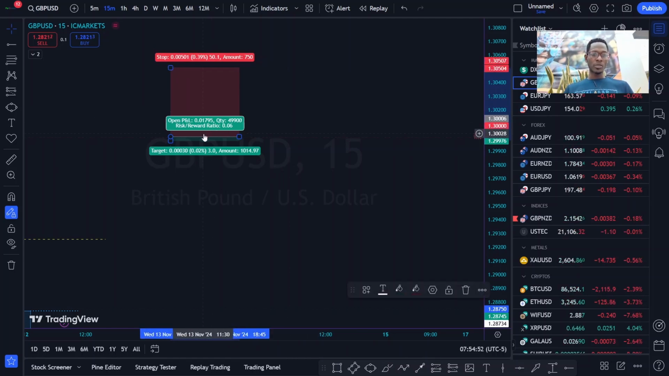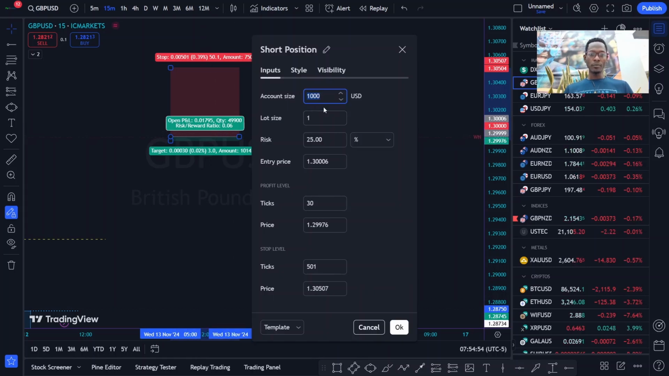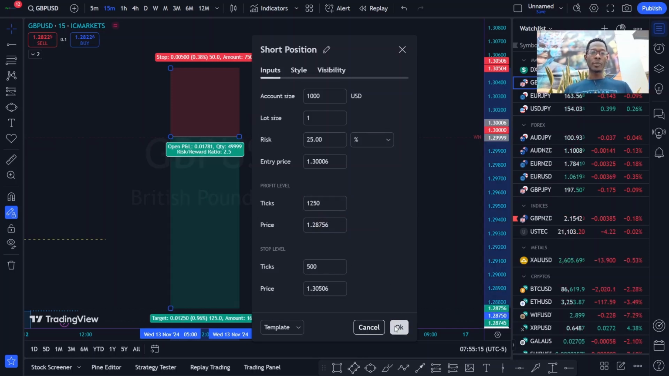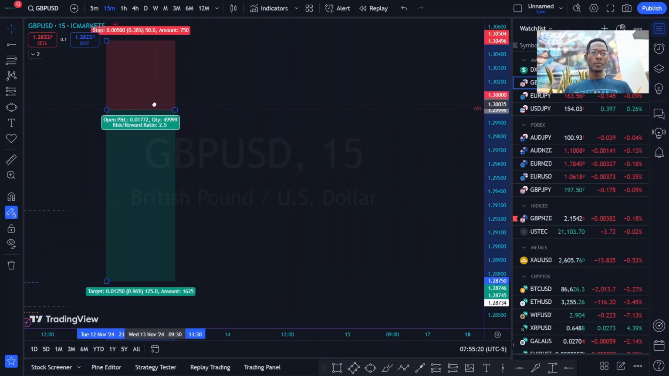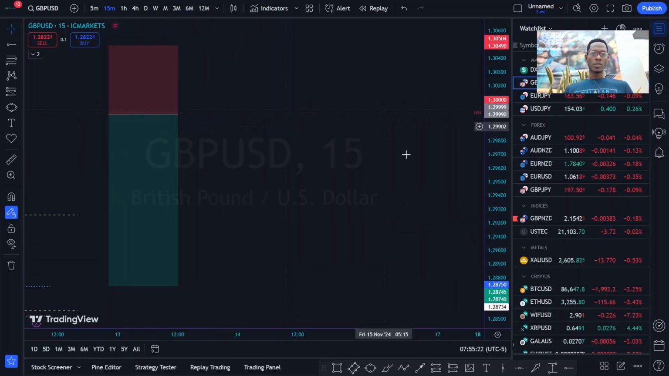So let me just open the settings here. I'm going to risk 50 pips, which is equivalent of 500 points. And the profit level, I'm going for 125 pips. All right, so let's push this to the side. So we are looking at risk here.